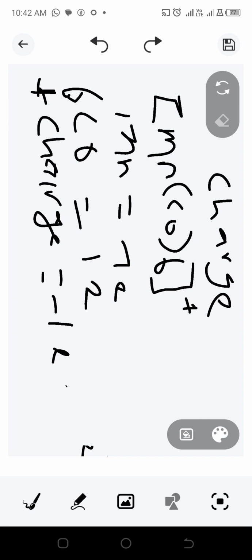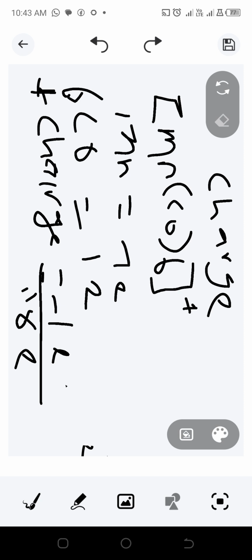You subtract 1 electron for each. If it is plus 2, you subtract 2 electrons. If it is plus 3, you subtract 3 electrons. This makes a total of 18 electrons. We can see that this compound obeys the 18 electron rule.